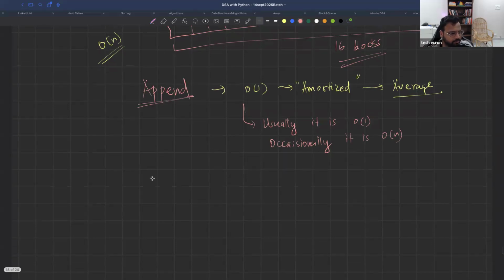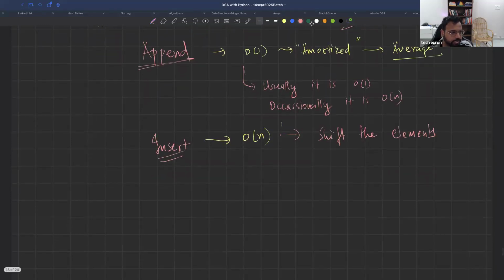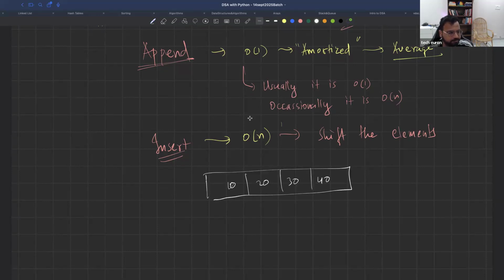When we are doing insert, then insert is how much? O of n, because we have to shift the elements. This we have discussed yesterday also. If you are inserting in an array, if I have 10, then 20, then 30, then 40, and someone says that I want to insert 50, but I want to insert here, then what will happen? 40 has to come here, 30 has to come here, and then 50 will come here.